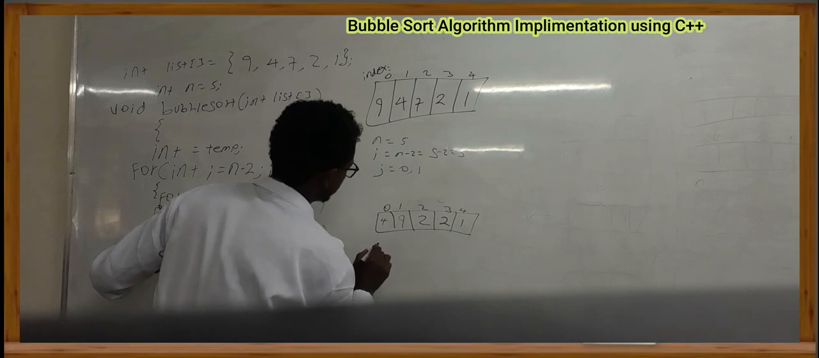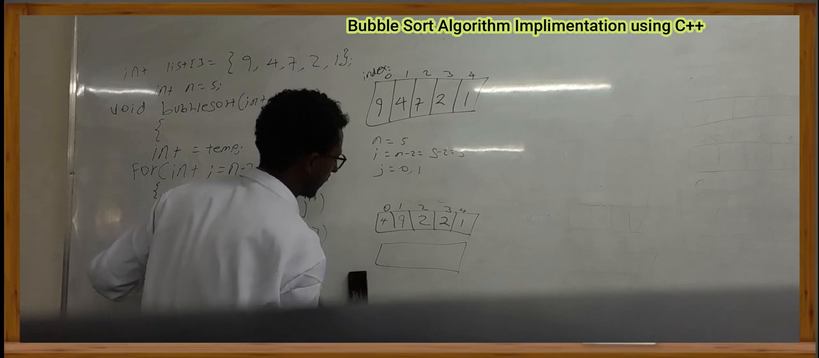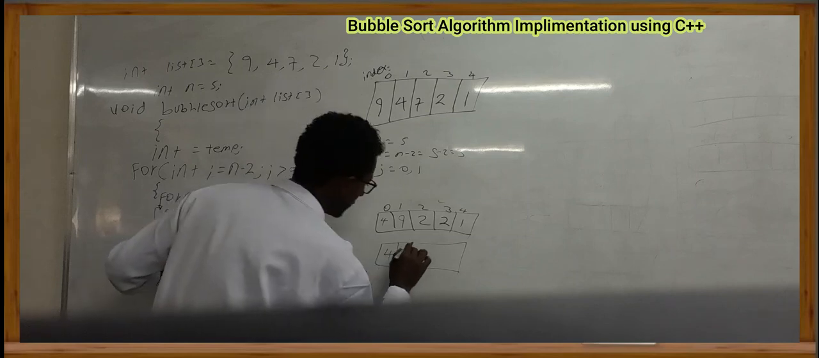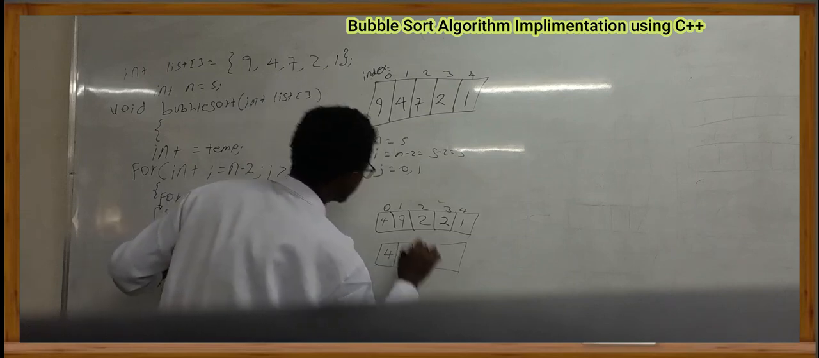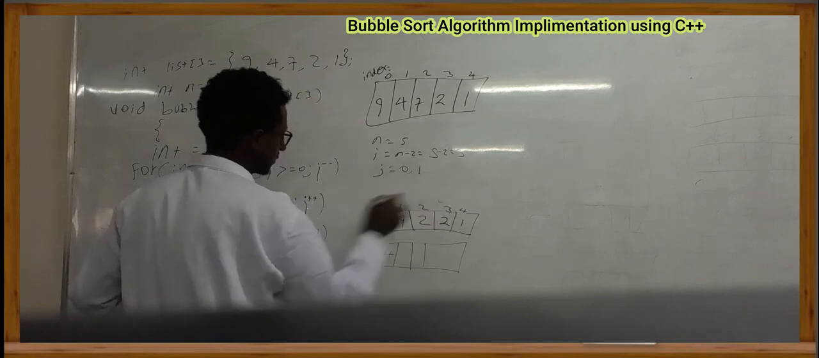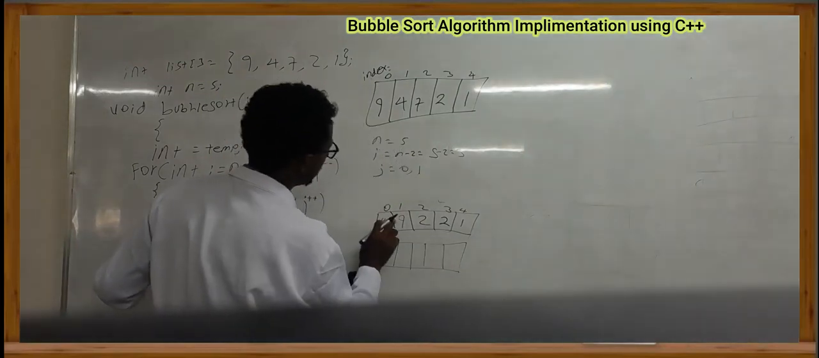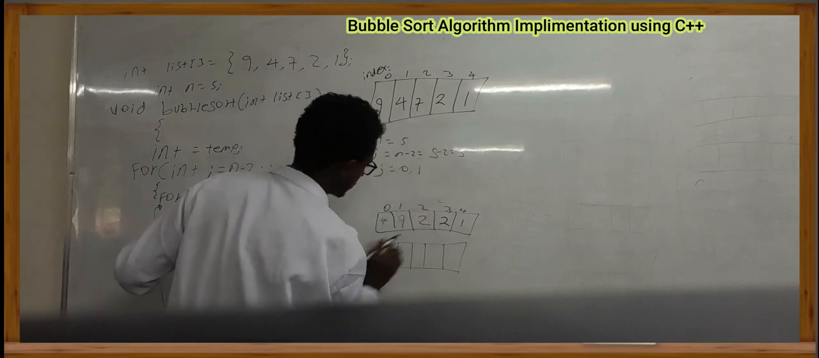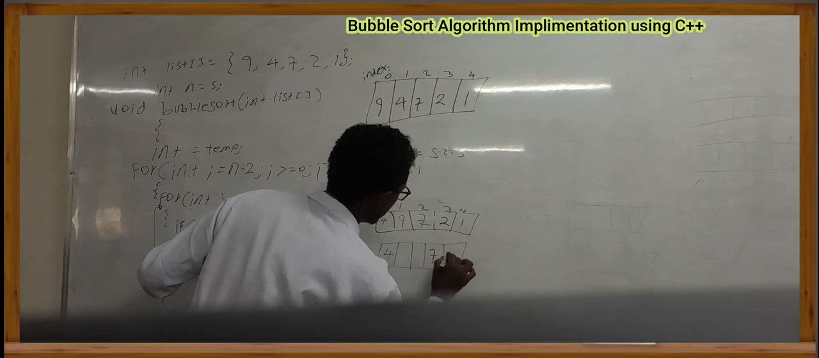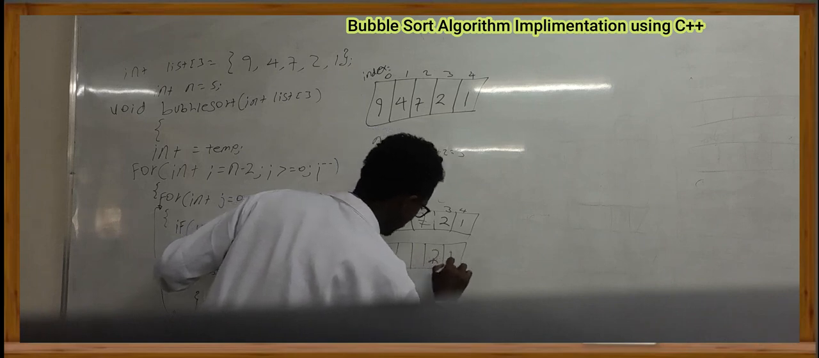Then create another cell here to put the value of the array. Just 4 is in the correct position. That means the first index is 4, then 9, 7, 2, 1. 2 and 1 are in the correct position.